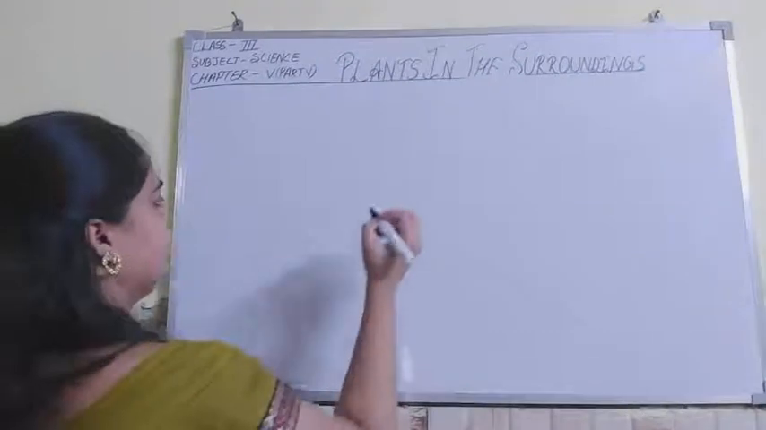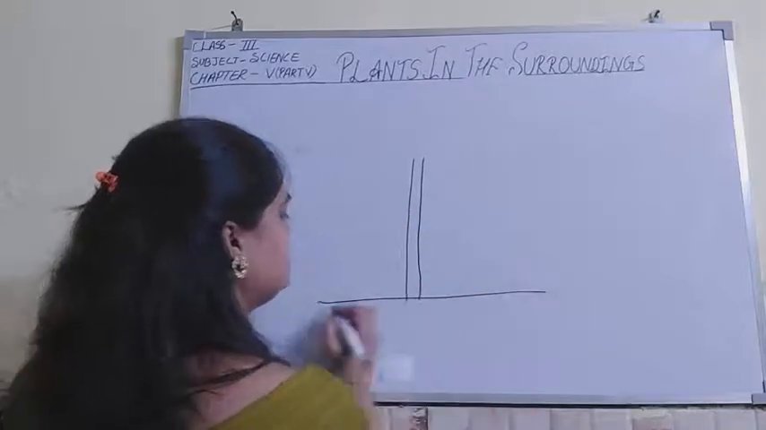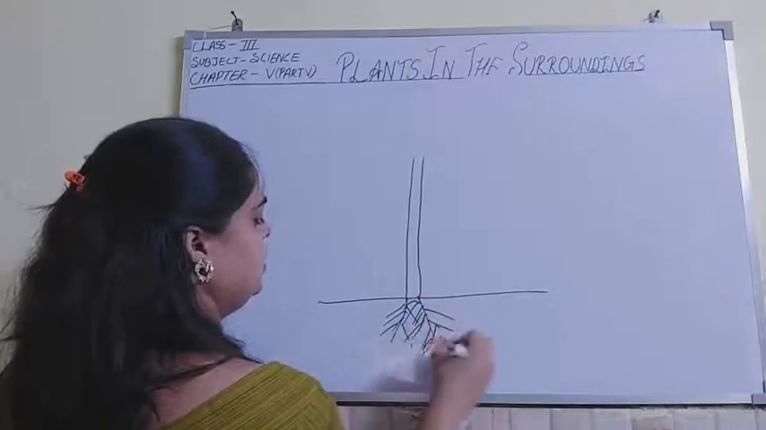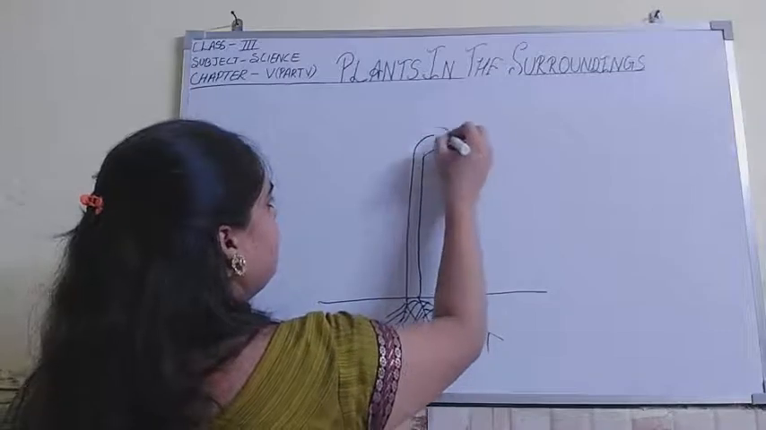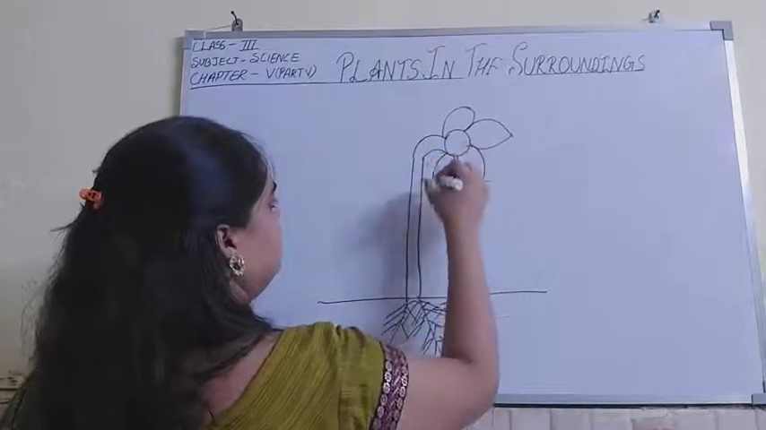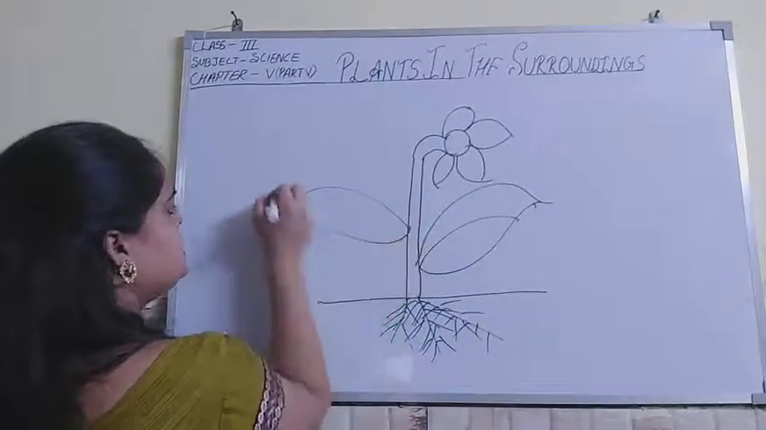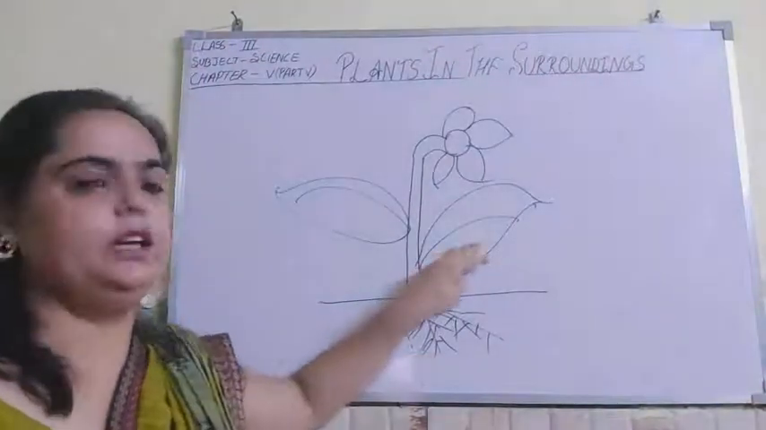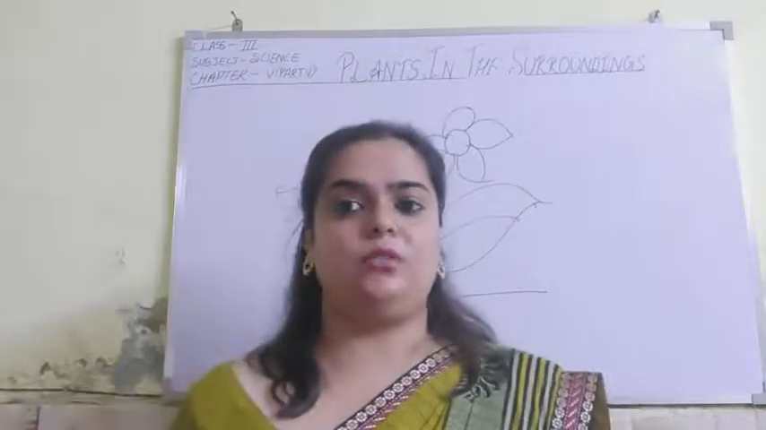Okay. This is the ground level. Here we have the roots. These are the roots. Let us have a flower here. And these are the leaves. So, see, roots, leaves, stem, flower. Alright. Now, what were the things which were required for photosynthesis?